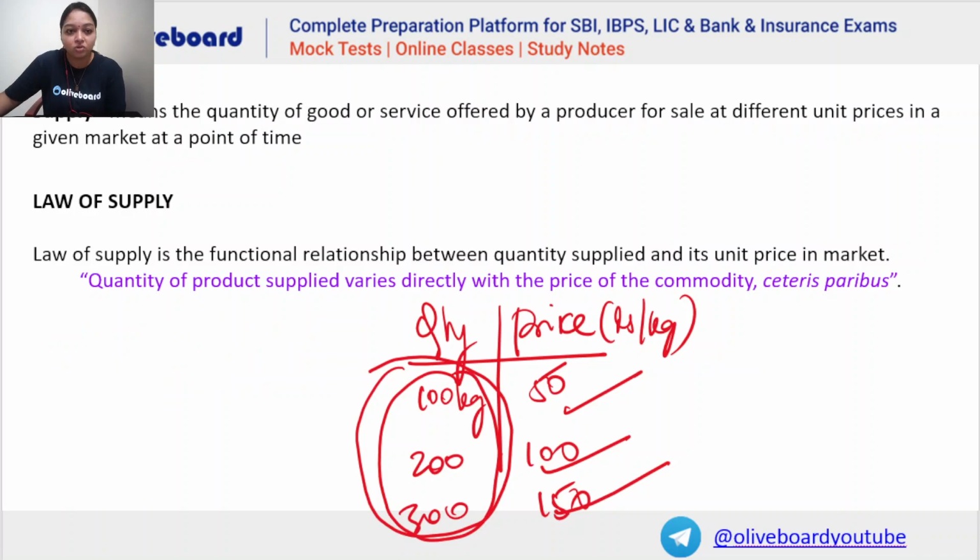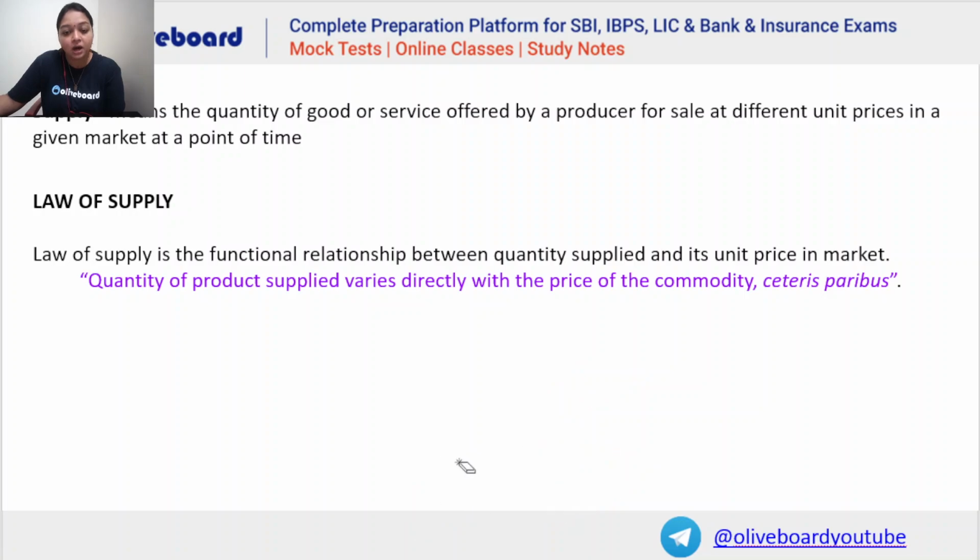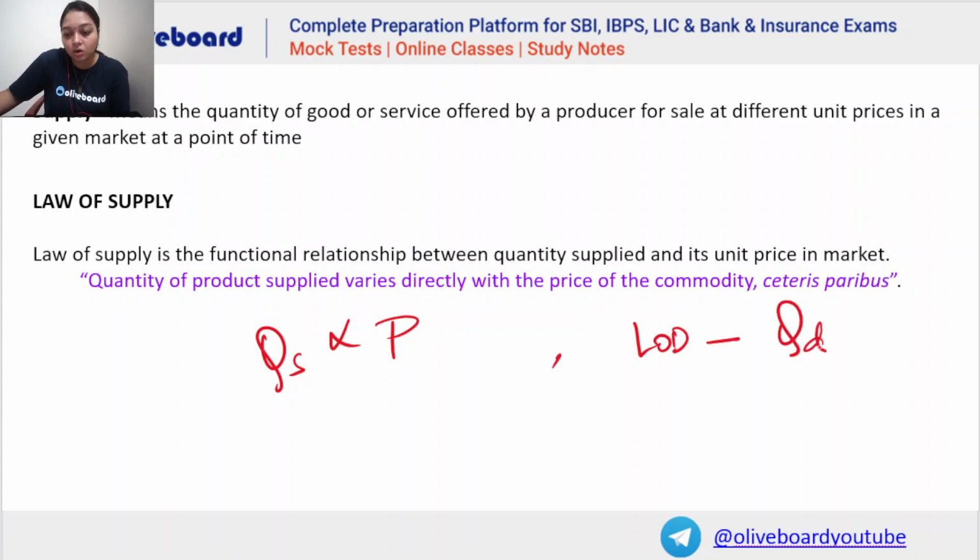Similar to the law of demand, the law of supply exists, but what is the law of supply? The law of supply states that quantity supplied and the per unit price are directly proportional. The law of demand states that quantity demanded and the price of the commodity are inversely proportional. But the law of supply states that the quantity of product supplied varies directly, right? So QS varies directly with price. But what does the law of demand say? The law of demand says quantity demanded varies inversely with price. So this is the meaning.